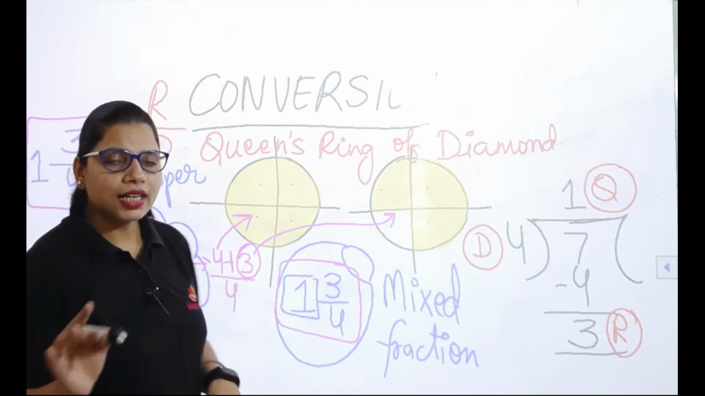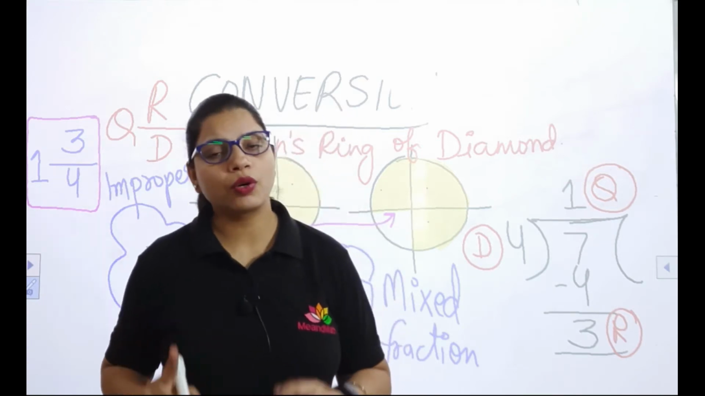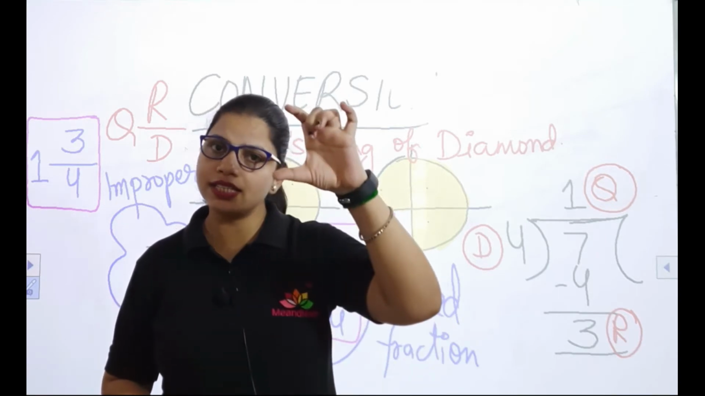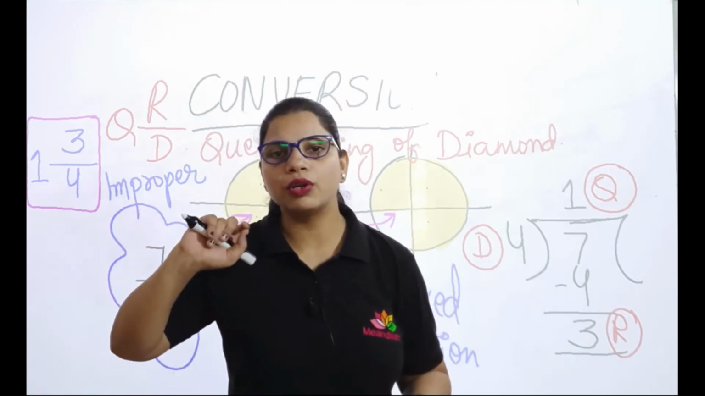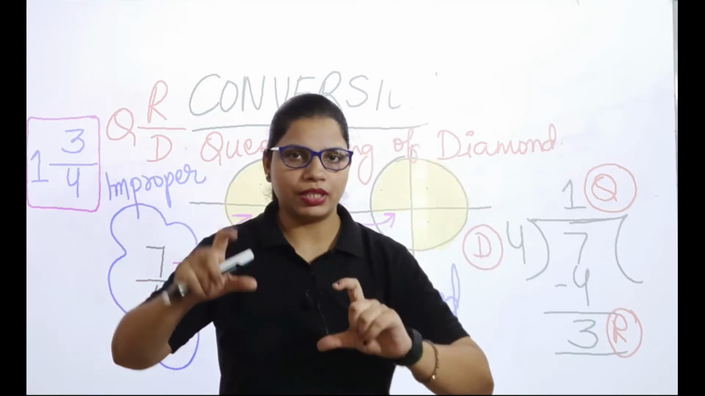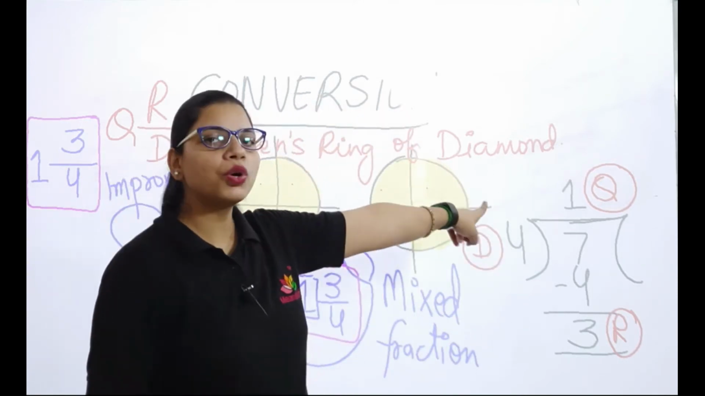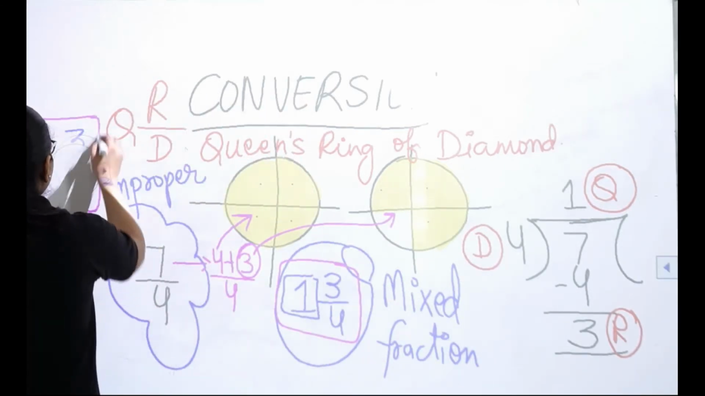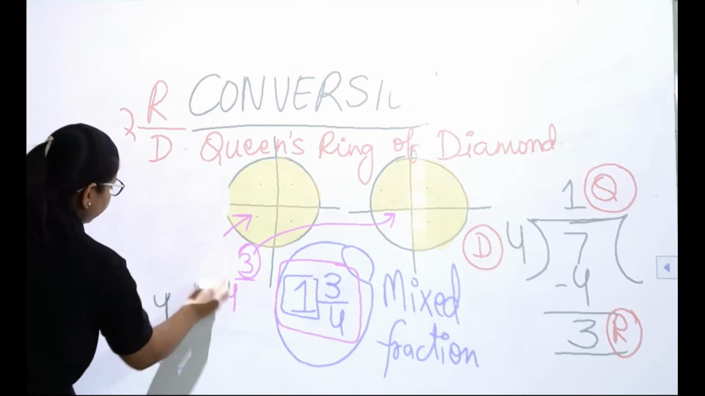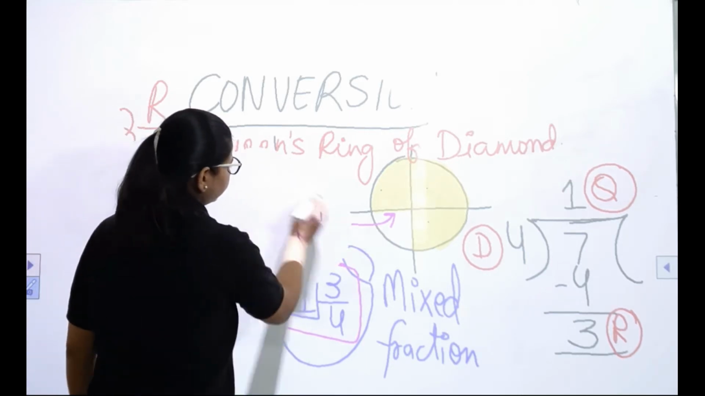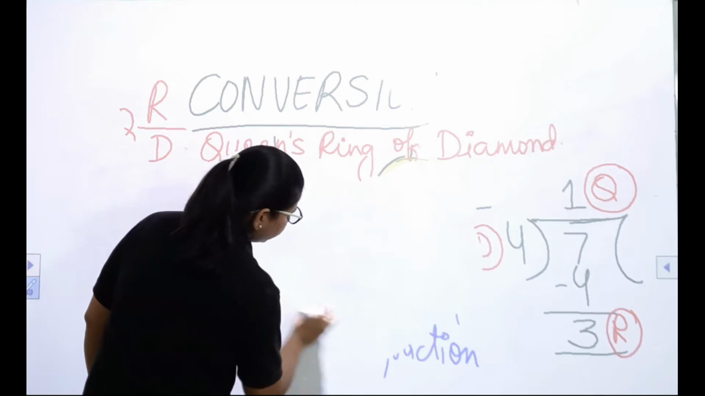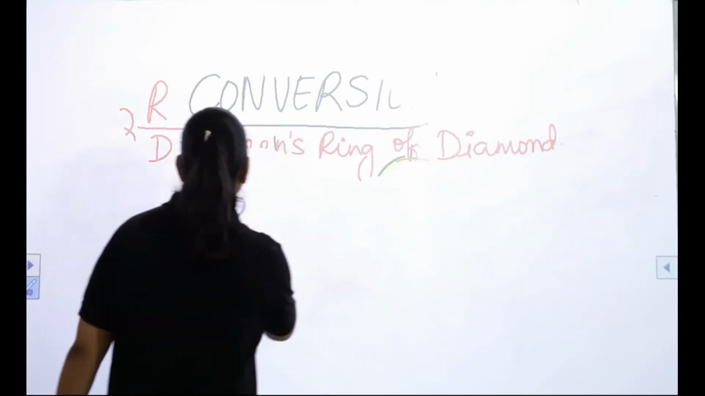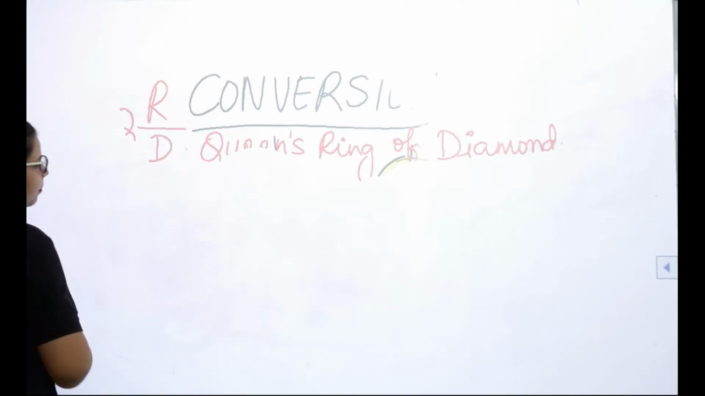So what's the method? You just have to remember Queen's Ring of Diamond. Queen bilkul alag rahegi. Ring kis cheez ki hai? Diamond. So queen is the whole number. Queen's Ring of Diamond, and QRD resembles quotient, remainder and divisor. Okay, so let's practice a little. Repeat with me: Queen's Ring of Diamond.